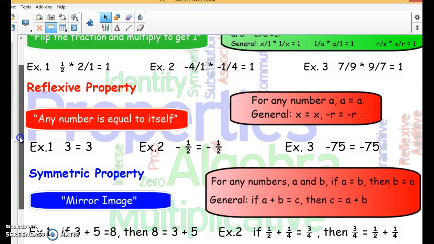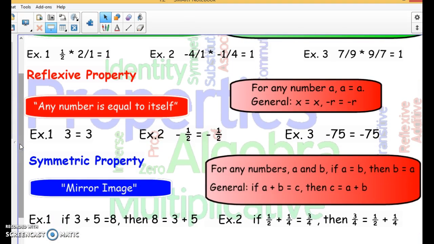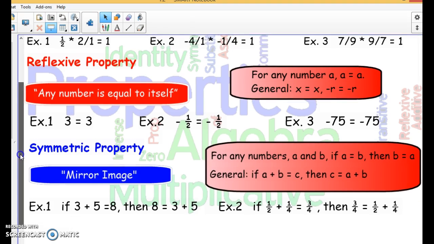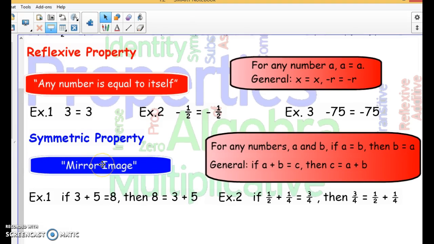Reflexive property is kind of like the commutative property, just saying backwards. That 3 equals 3, negative 1/2 equals negative 1/2, and negative 75 equals negative 75. And then the symmetric property is just a mirror image, so basically just saying the same thing backwards. 3 plus 5 equals 8, 8 equals 3 plus 5.